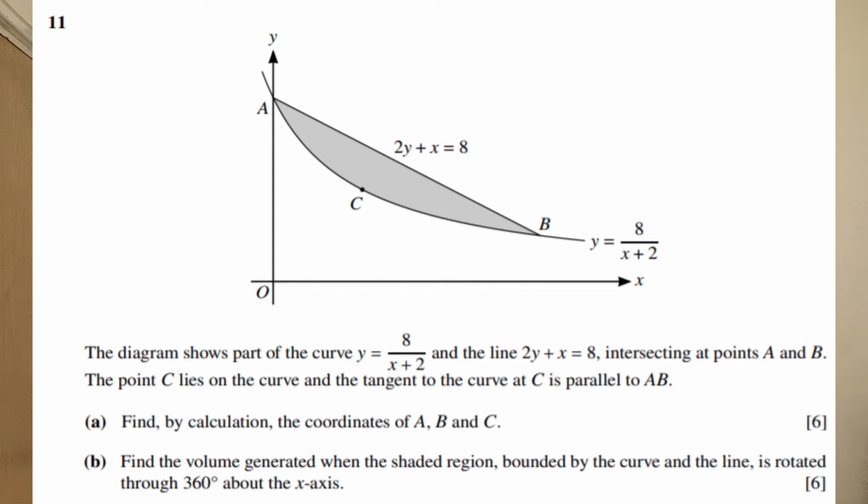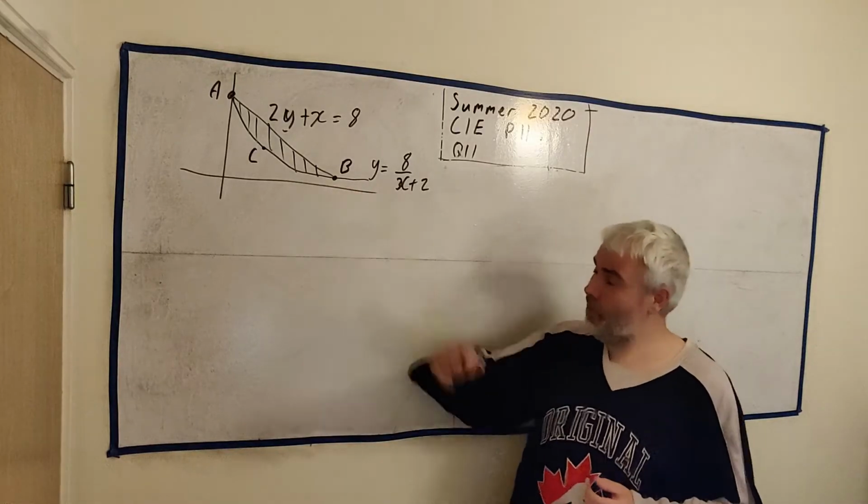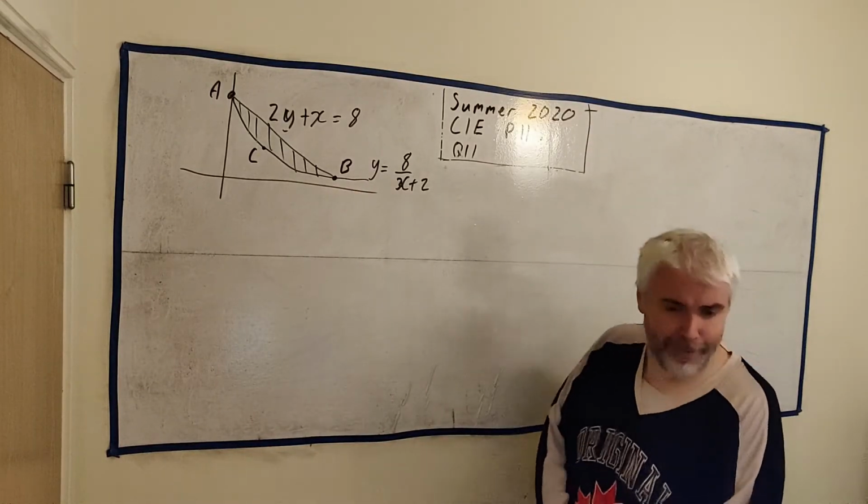This is question 11 from the Cambridge International Exams, June 2020, paper 1-1. In the description below, you'll find a link to an image of this question. I recommend you try it before watching my solutions. I've done my best to draw the picture they gave us, but it looks a bit wonky.